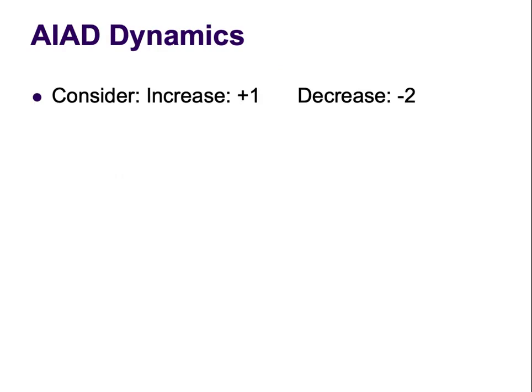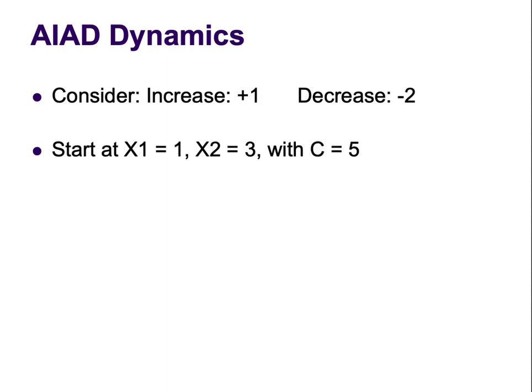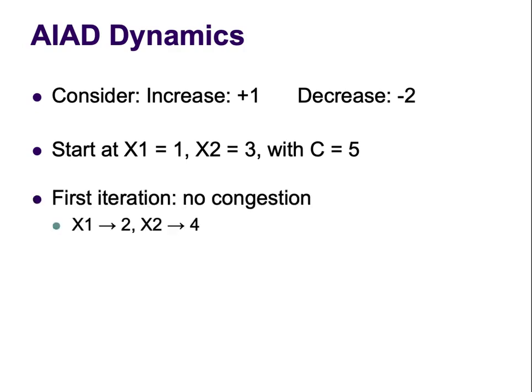Let's start with a very simple example. We're going to say we're going to increase by 1, decrease by 2. If we had a simple example where we start with x1 equal to 1 and x2 equal to 3, and let's say that the capacity of the link was 5. Right, so in the first iteration, there's no congestion, right? Because 1 plus 3 is 4, less than 5. I'm not congested. So both of them are going to increase. So we now go to 2 and 4.